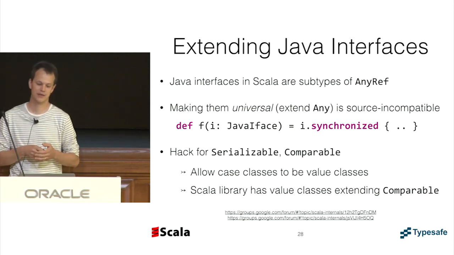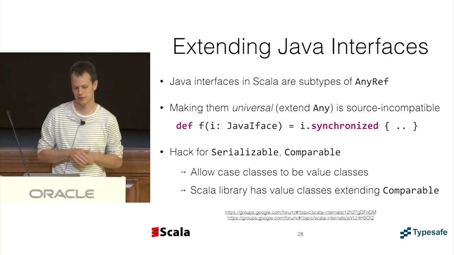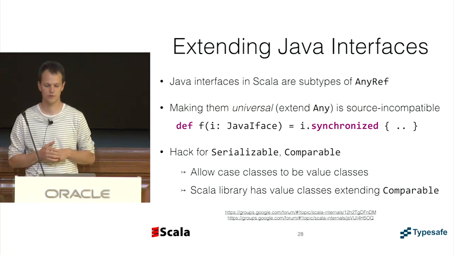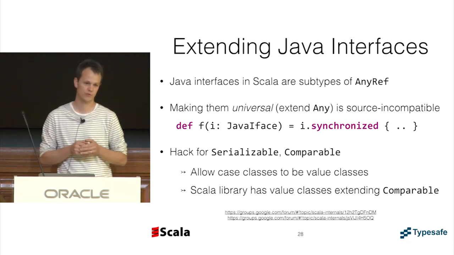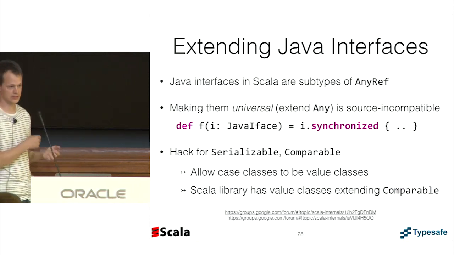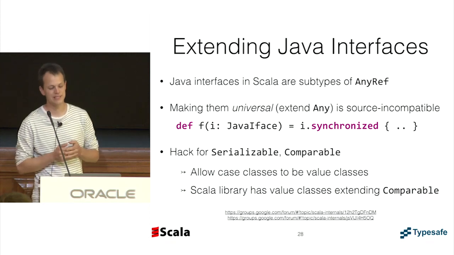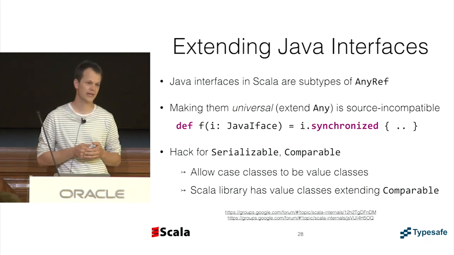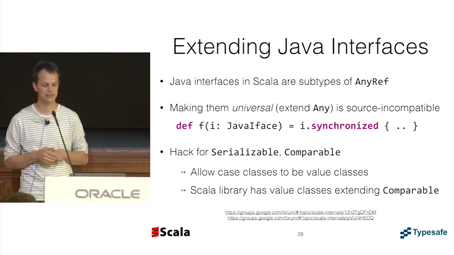And in order to allow subclassing Java interfaces in a value class, you would have to change the supertype of the interface that comes from Java to Any, and this would be source incompatible because you couldn't do this thing anymore, right? And the answer there is we didn't do it, so you cannot use a Java interface as a parent in a value class.